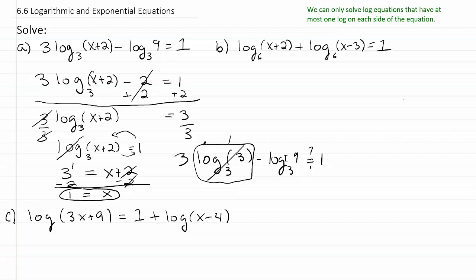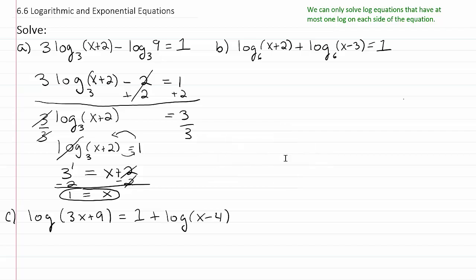So we have 3 times 1, or 3, minus, and remember this one was just 2, right? Because this just says, what power do you raise 3 to get 9? And the answer for that was just 2. So this is 2. So we have 3 times 1 minus 2, or 3 minus 2, and yes, indeed, that is 1. So the answer certainly works.